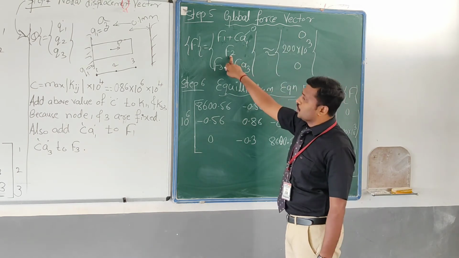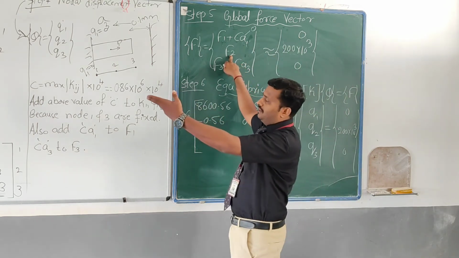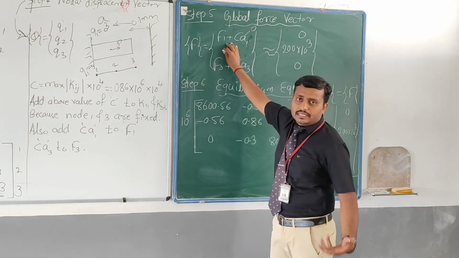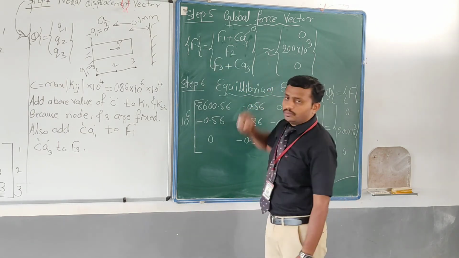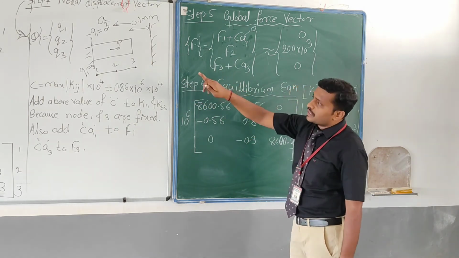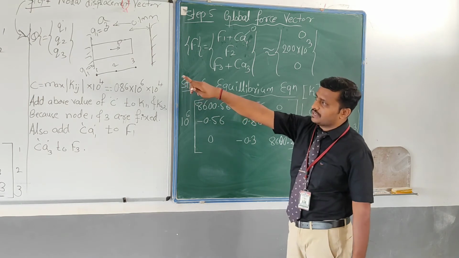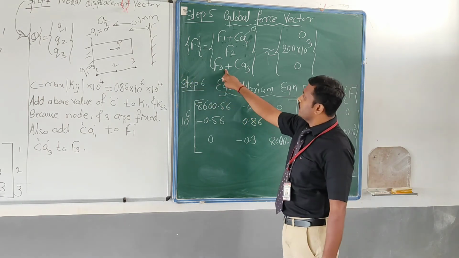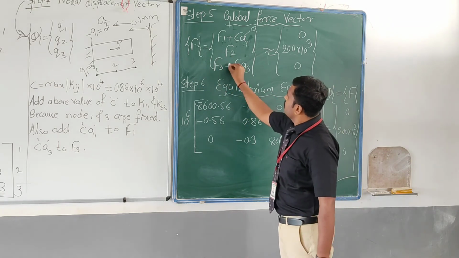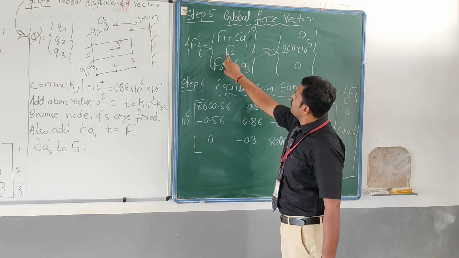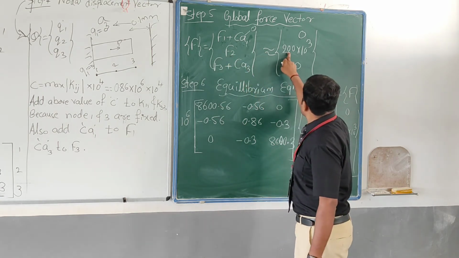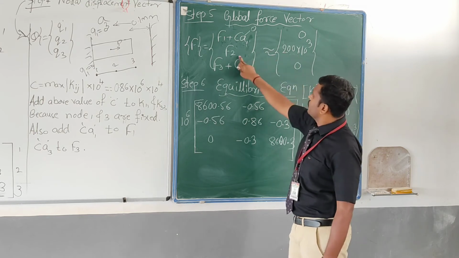And at node 2, there is no support. We don't know the displacement, so we are not going to add any value of C and A here. So directly write down F2. At node 3, the displacement is also known to us. How much is it? 0. That is fixed. That's why we have to add CA3 to F3 also. F2 is how much? It is given in the problem statement. At node 2, 200 into 10 to the power of 3 is the load acting. That I have written here as F2.